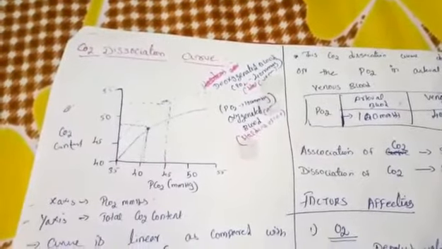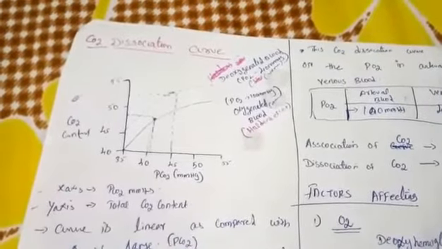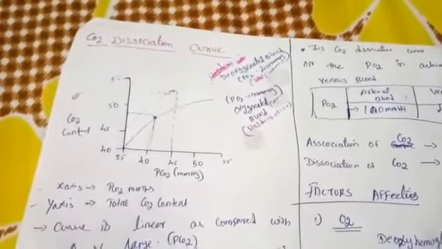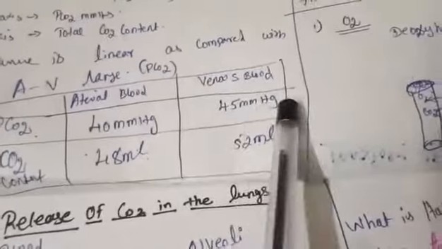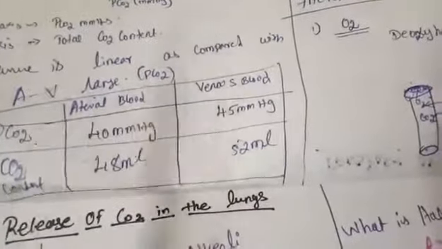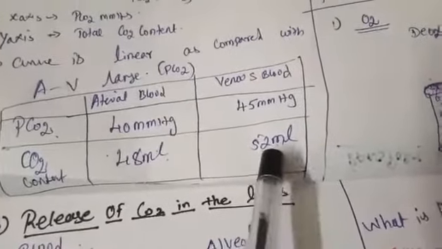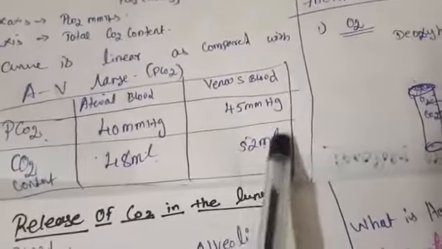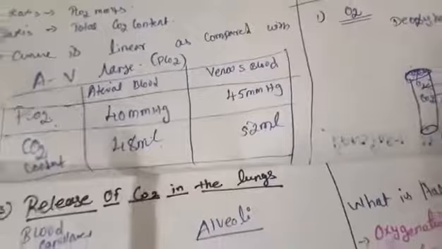Now we want to know what carbon dioxide pressure and what carbon dioxide content is present in arterial and venous blood. See this table column, you can understand clearly. This is PCO2, partial pressure of carbon dioxide. In arterial blood it is 40 mmHg, whereas in venous blood it is 45 mmHg. The difference is only 5 mmHg. Also the carbon dioxide content is 48 ml in arterial blood, and in venous blood it is 52 ml. We already know that venous blood contains more carbon dioxide. The difference is only 4 ml.